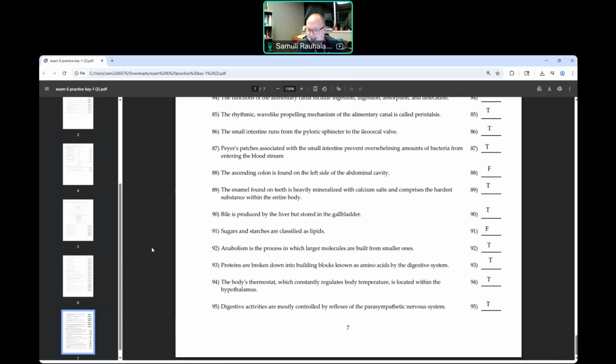Question 94, hypothalamus was where the body temperature was regulated from. True. Remember the important role of the hypothalamus in thermoregulation, maintaining homeostasis of body temperature. Finally, question 95. The parasympathetic nervous system controls largely the digestive processes, so that is true too.